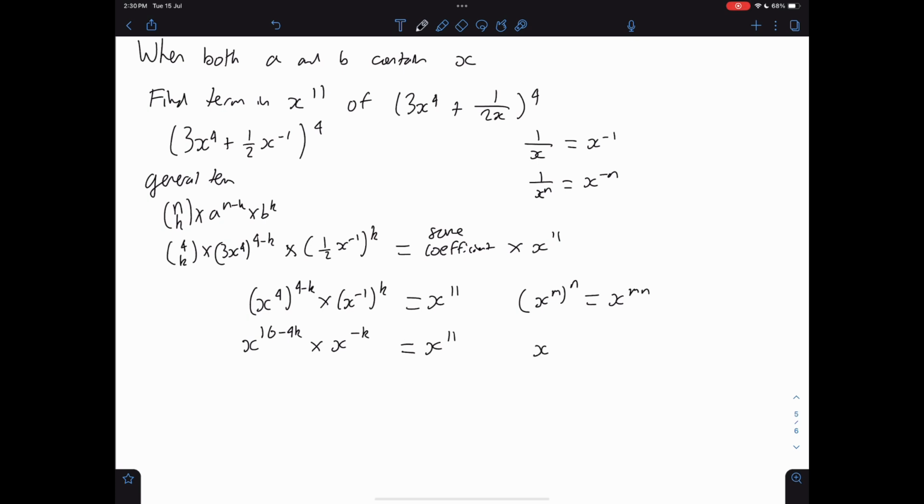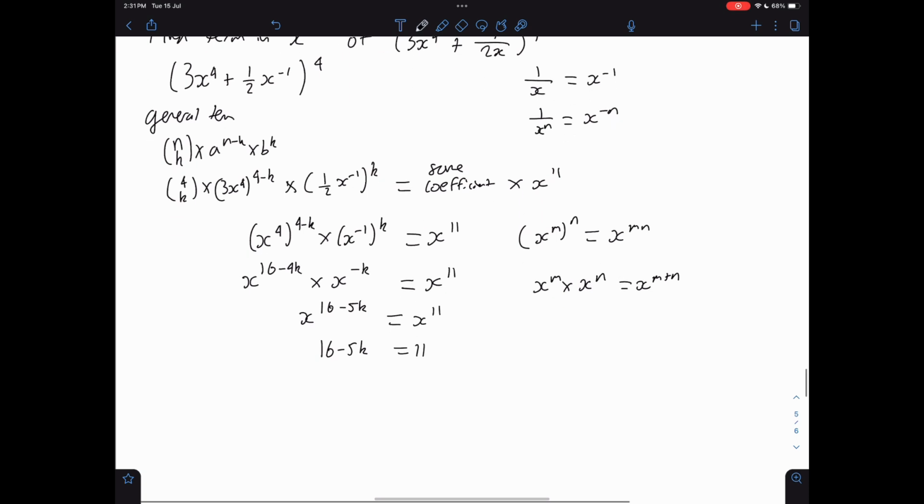Then we can use another exponent rule of x to the power of m times x to the power of n equals x to the power of m plus n. So we get 16 minus 5k, because adding a negative is the same as subtracting. And then if both bases are the same, we can say that 16 minus 5k equals 11. So minus 5k equals minus 5, and k equals 1. So good news, we found our k.